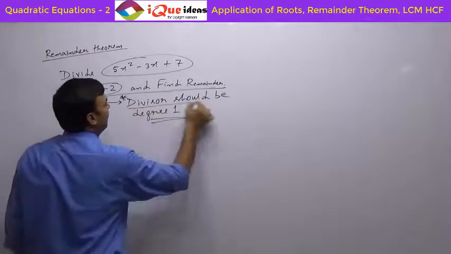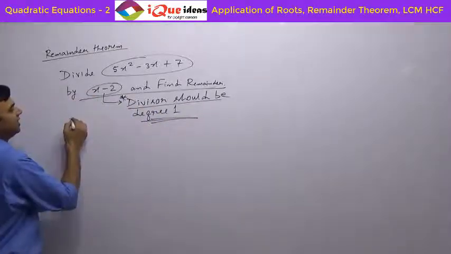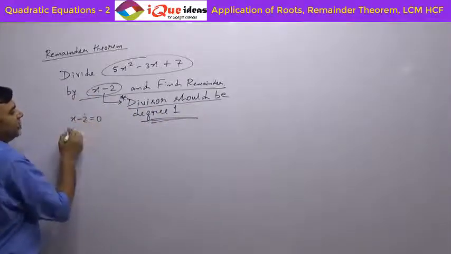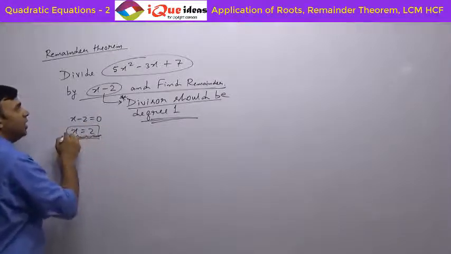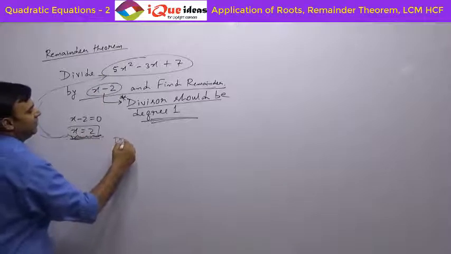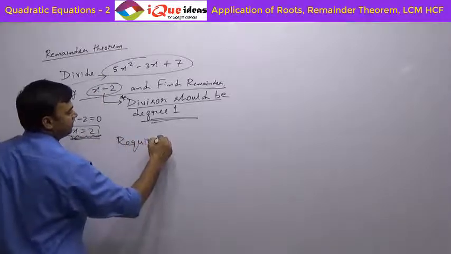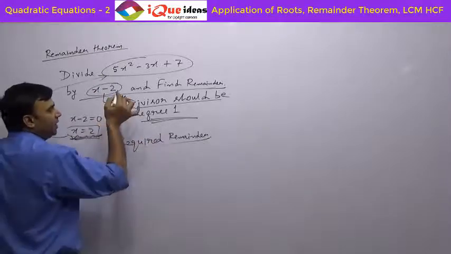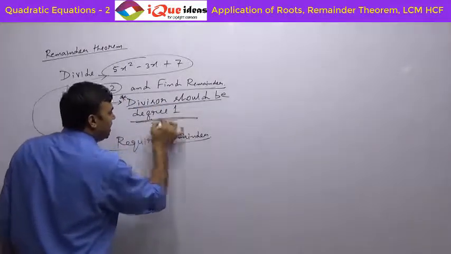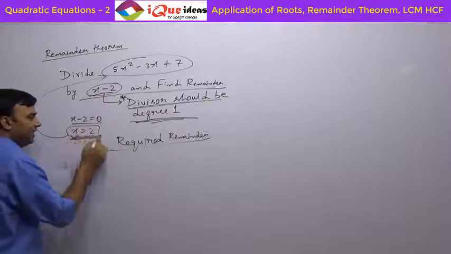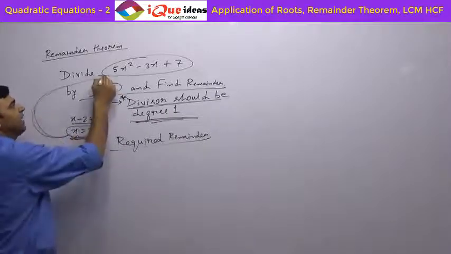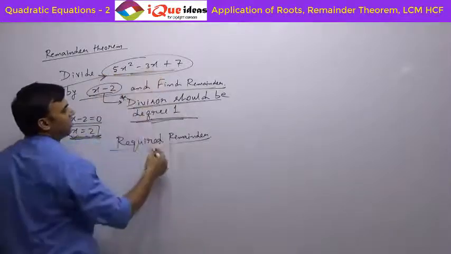Whenever this happens, when the divisor is of degree 1, simply equate the divisor to 0. You get a value of x from there. Whatever value of x you get from here, put it in this expression, that will be the required remainder. I repeat, if the divisor is degree 1, in that case, simply equate the divisor to 0, find some value of x, put this value of x in the given expression, you will get your required remainder.